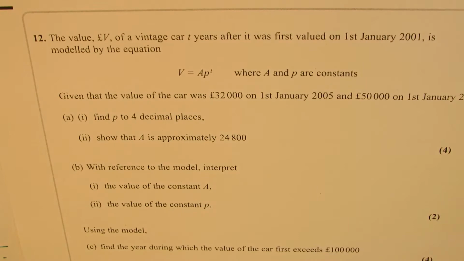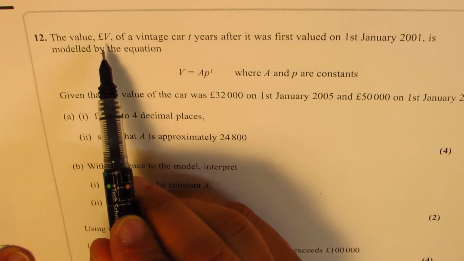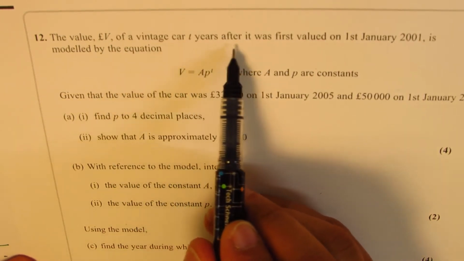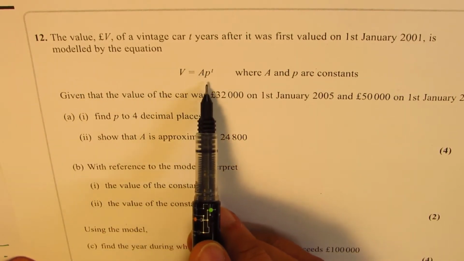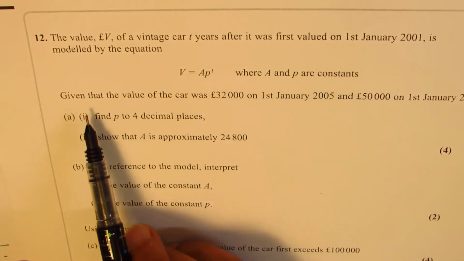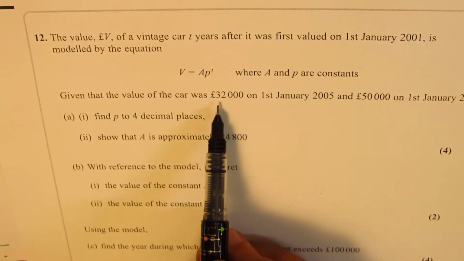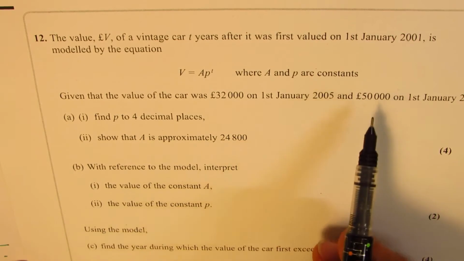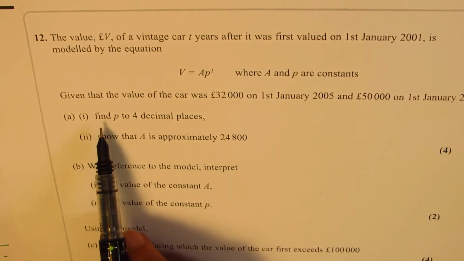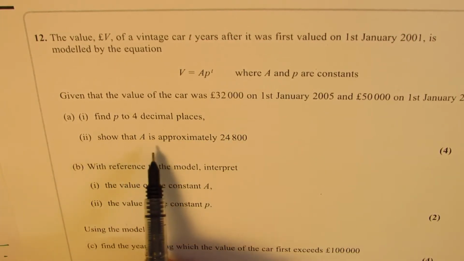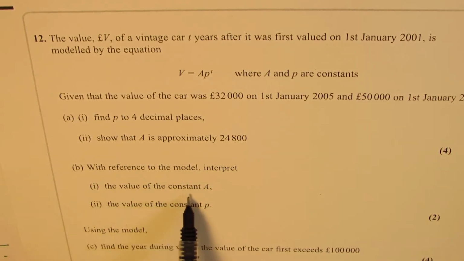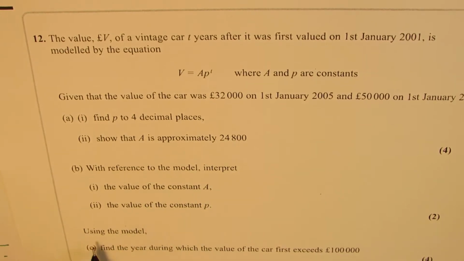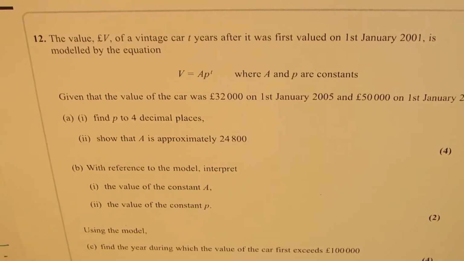Here is question number 12. The value in pounds, V, of a vintage car T years after it was first valued on 1st January 2001 is modeled by the equation V equals A P to the power of T, where A and P are constants. Given that the value of the car was 32,000 pounds on 1st January 2005 and 50,000 pounds on 1st January 2012, find P to 4 decimal places. Show that A is approximately 24,800. Part B is, with reference to the model, interpret the value of the constant A and the value of the constant P. Part C is, using the model, find the year during which the value of the car first exceeds 100,000 pounds, right? So this is fairly straightforward.